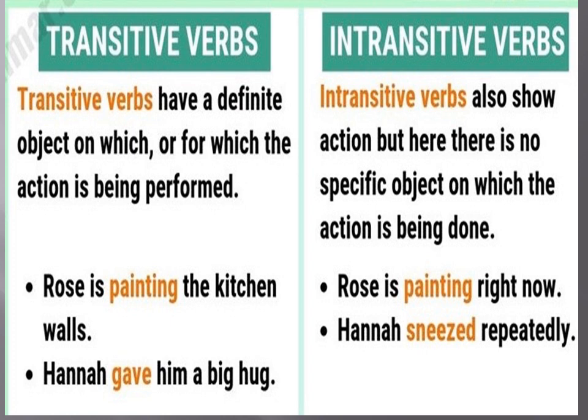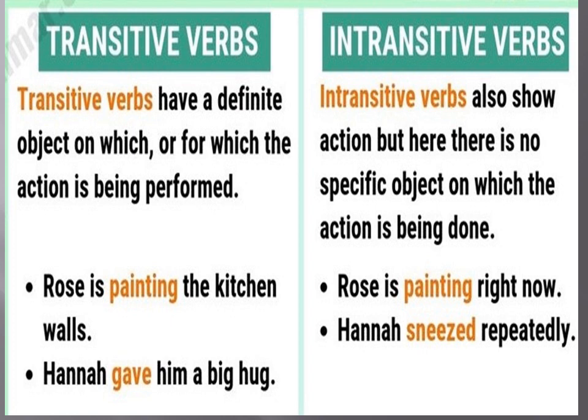For example, look at this. Rose is painting the kitchen wall. What is Rose painting? She's painting the kitchen wall. Hannah gave him a big hug. Hannah gave him a big hug. Clear? Now let's see what intransitive verbs are.